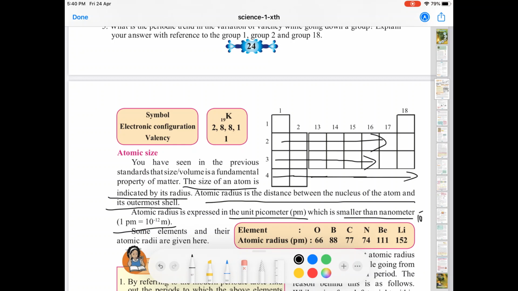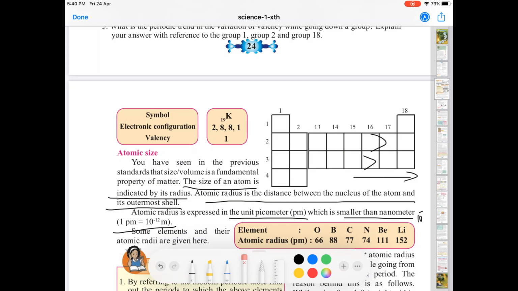So, the negative charge increases, at the same time the positive charge increases, and there is a pull from the nucleus towards the electron. That pull, that is a nuclear pull, goes on increasing, and as you go from left to right, the nuclear pull increases, so the atomic size goes on decreasing.